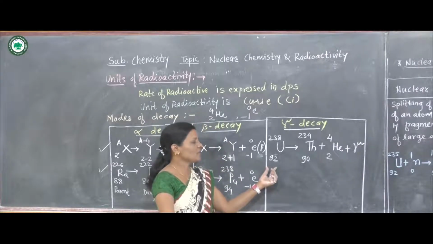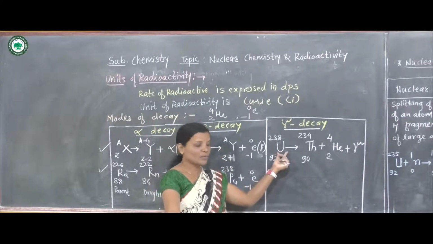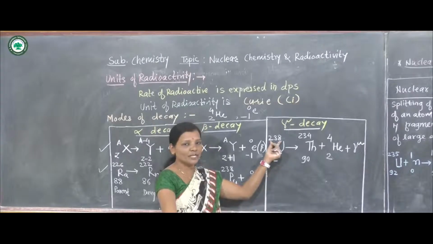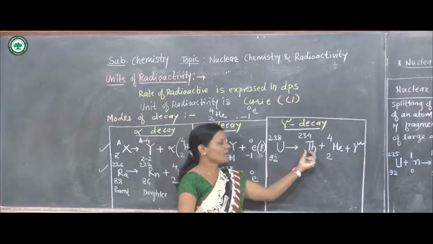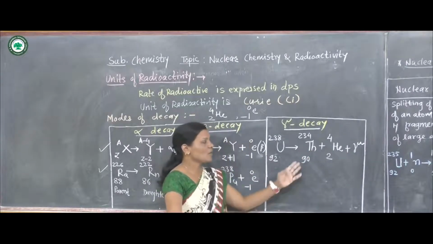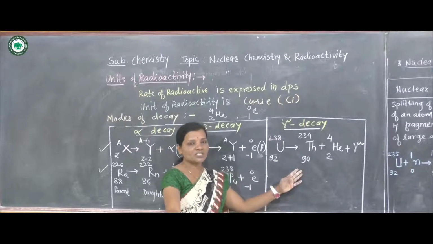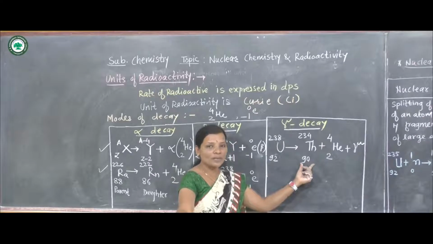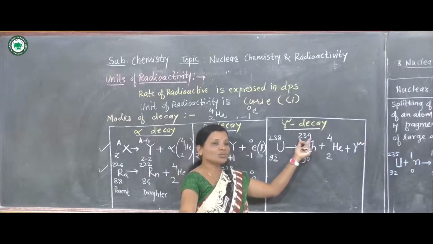For example, if we observe uranium, with atomic number 92 and mass number 238, when alpha particles are emitted along with gamma radiation, a stable daughter nucleus is formed, which is found to be thorium, with atomic number 90 and mass number 234.